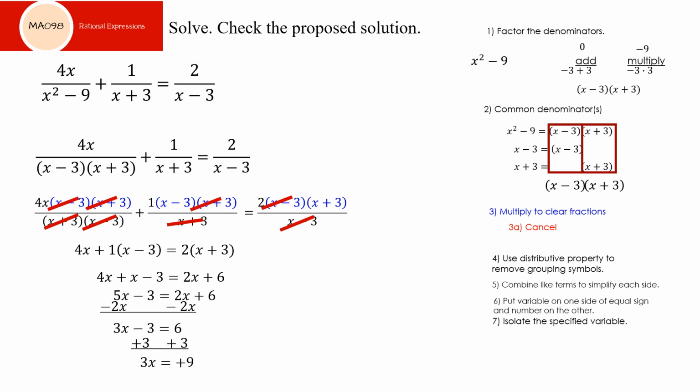Next, we need to actually solve for x. So now look in the middle of the screen. I have 3x equals 9. I'm going to divide by 3 on both sides, which gives me x equals 3.